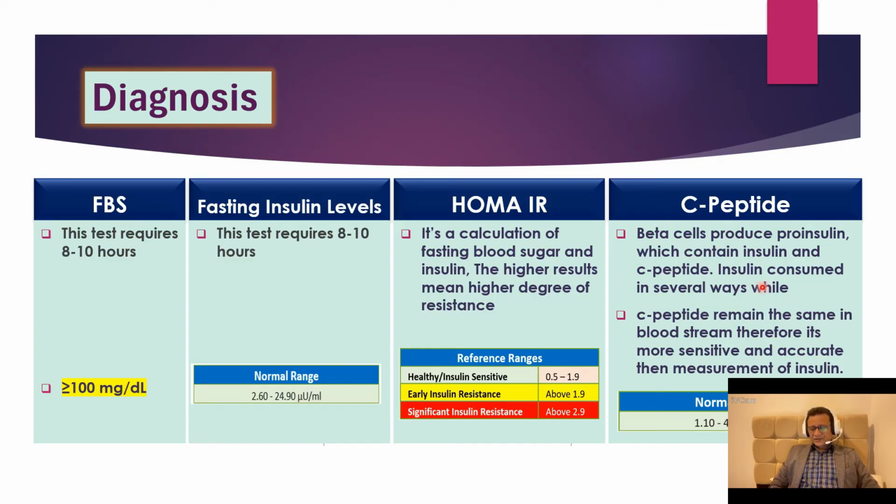Insulin has several functions. Insulin has to attach to the cells, allow glucose to enter the cells and do its process. And at the same time, in the liver, there are some mechanisms where insulin is destroyed by some enzymes. But C-peptide doesn't have such problems. C-peptide will remain the same in the blood. C-peptide is more reliable than the direct insulin measurement.